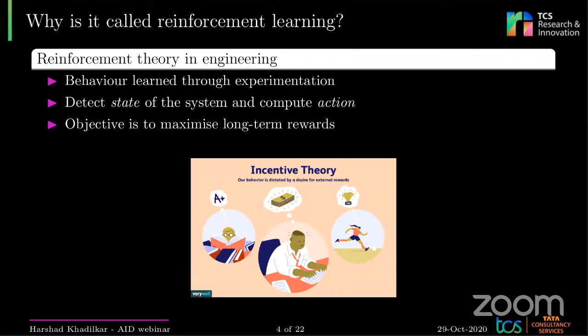Okay, so moving from this field of psychology into engineering, we try to replicate similar behavior, but this time instead of it being humans or animals, we are looking at reinforcing behavior in autonomous systems. So here again, we will see that the behavior is reinforced through experimentation, and where we had antecedent stimulus before in psychology, here we will have a state of the system that is detected by sensors that you have placed on the system, and your algorithm then computes the action that needs to be taken with the objective to maximize long-term rewards. Right, so this is important. Right? The fact that you are looking at long-term rewards rather than immediate gain.